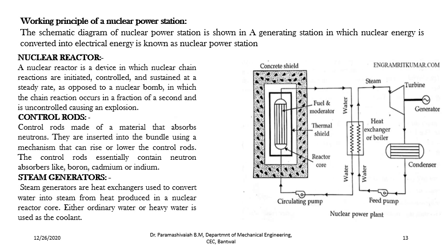They are inserted into the bundle using a mechanism that can raise or lower the control rods. Control rods can be raised or lowered because the position of the rods in the reactor decides the absorption rate. If it is too low in depth, then the entire rod is exposed for absorption. The reaction will be very low that way. The control rods essentially contain neutron absorbers like boron, cadmium, or indium.